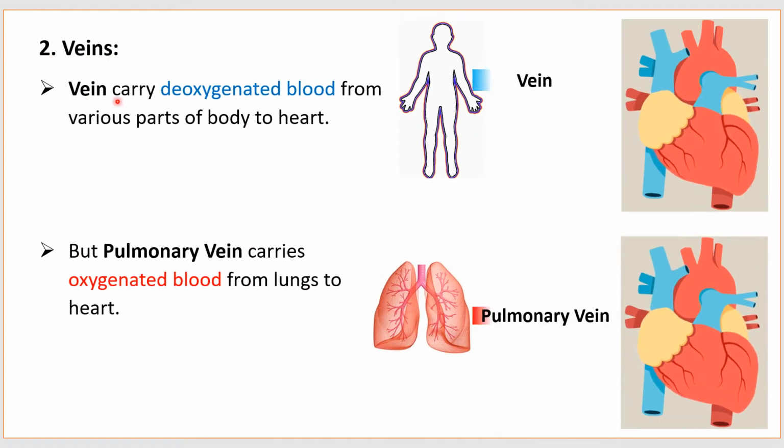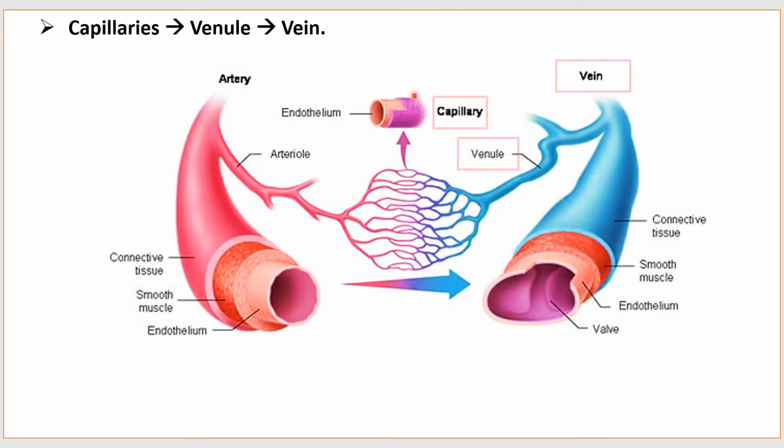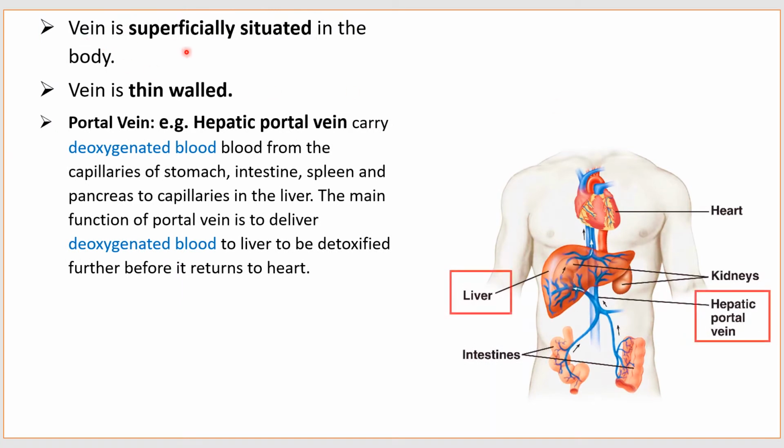Veins. Vein carries deoxygenated blood from various parts of the body to the heart, but the pulmonary vein carries oxygenated blood from lungs to heart. Capillaries form venule and venule will convert into vein. Vein is superficially situated in the body. Vein is thin-walled.